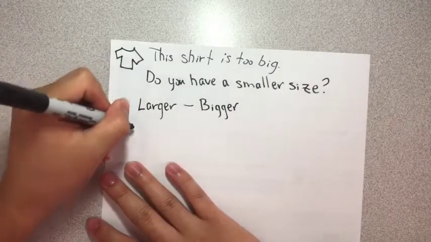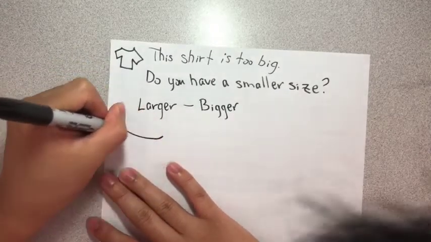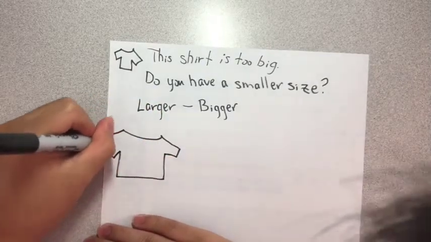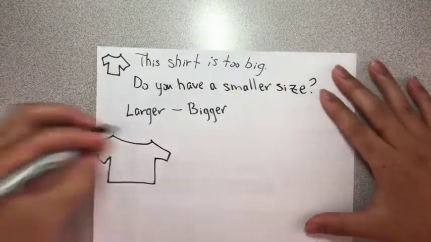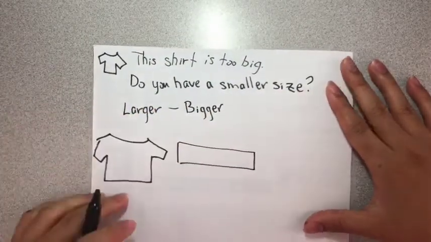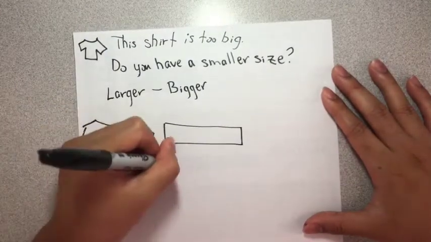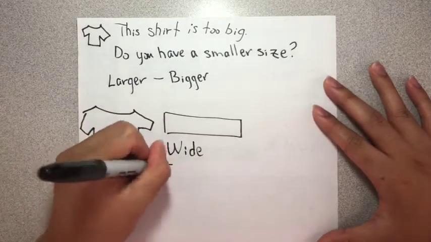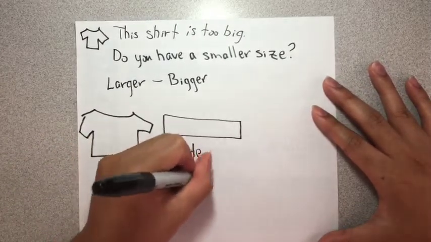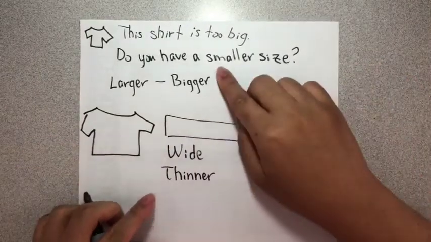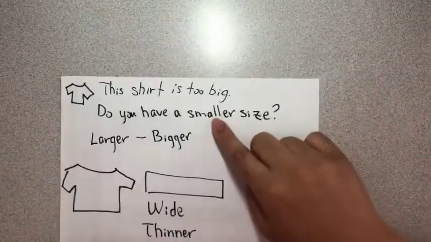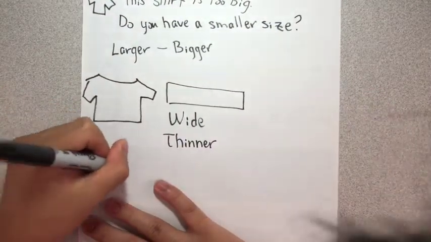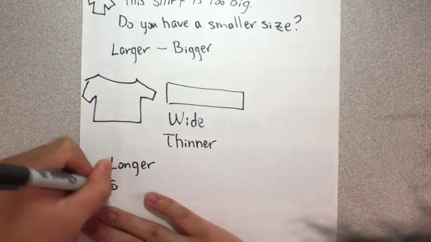Or maybe the shirt is really, really wide. It's short, but it's really wide. It's really long this way. So this is a wide shirt. Maybe you need a thinner shirt or a smaller shirt. If it's really wide, it's thinner or it's smaller. Or maybe it's really short, so you need a longer shirt or a shorter shirt.